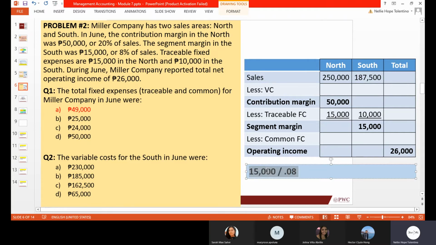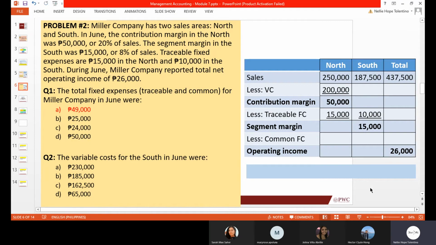So, sige. How much is the total sales? Total sales. How much? Ma'am? 437.5. 437,500. So, ano pang pwede natin ma-compute? Ang dami pang blanks. Ano pa kayang pwede natin ma-compute? Variable cost sa North. Yes. How much? 200 po. 200,000. So, parang mga workback na lang to, no?